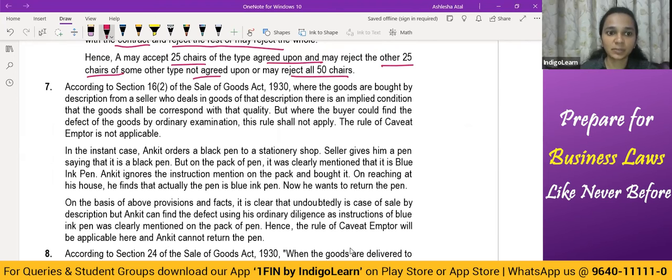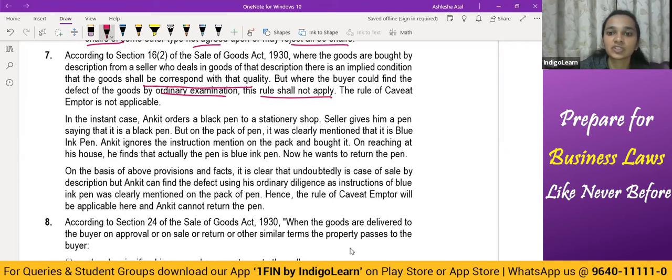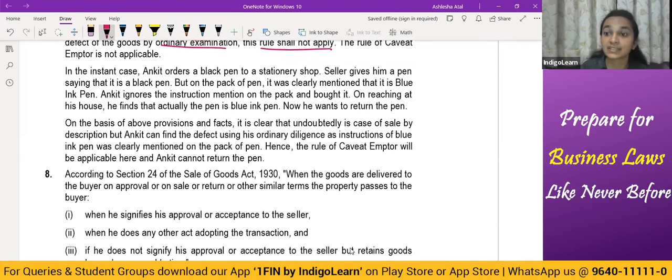So where goods are bought by description from a seller who deals in goods of that description, there's an implied condition that the goods shall correspond with that quality. But where the buyer could find the defect by ordinary examination, this rule shall not apply and the doctrine of caveat emptor will apply. Now in this situation, Ankit orders a black pen, the seller gives him a pen stating it is black, but however it is blue. Now Ankit wants to return.